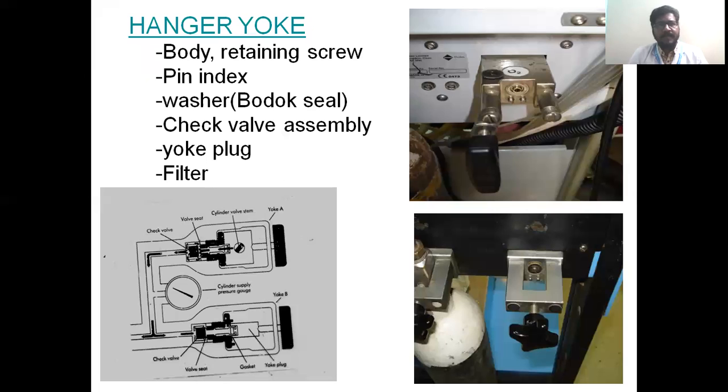And now coming to the hanger yoke. A hanger yoke assembly is very important, which will fit the oxygen cylinder to the anesthesia machine. It contains body, retaining screw, pin index, washer, that is Bodok seal, check valve assembly, yoke plug, and filter. This is a picture. As you can see, this is the hanger yoke having a retaining screw, pin index. We have a Bodok seal and a filter.